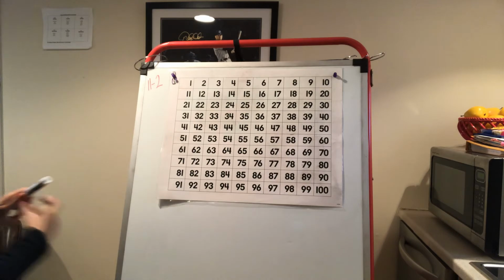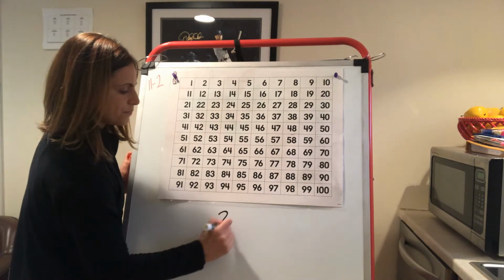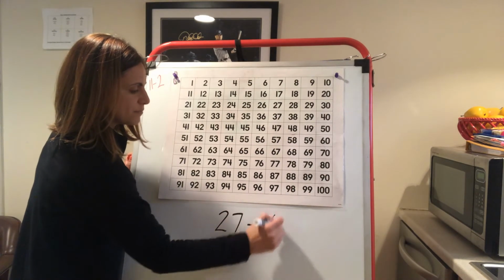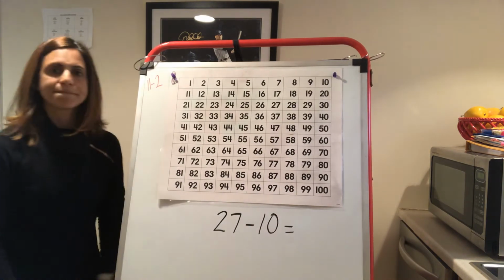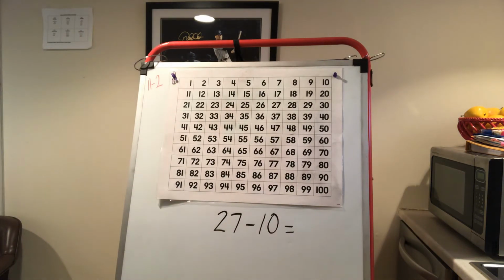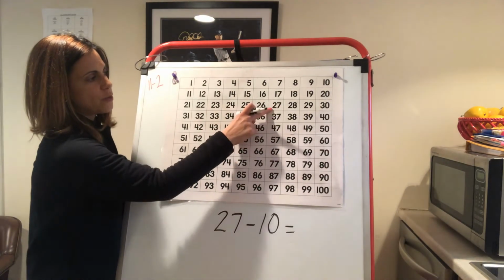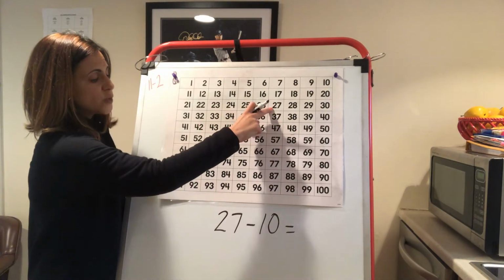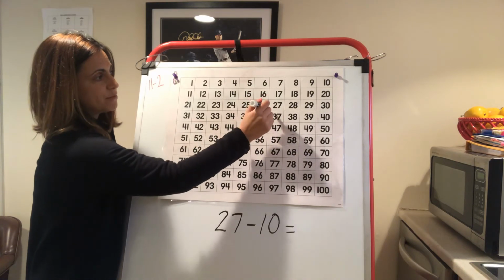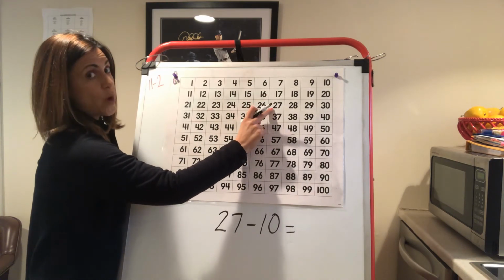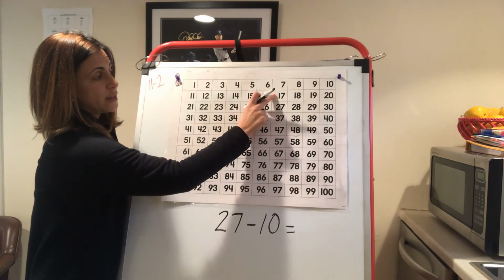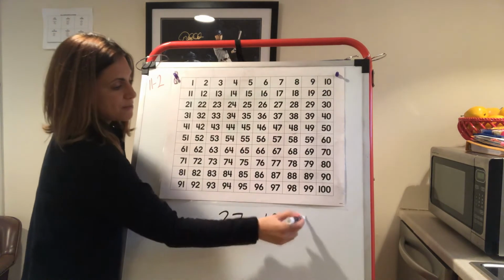Okay, let's try something simple. 27 minus 10. Give it a try. Okay, so if you find 27 on the chart, you don't even have to circle, you could just point to it with your finger. 27, take away 1 group of 10. You're going to count back 1 group of 10. There it is. My answer is 17.